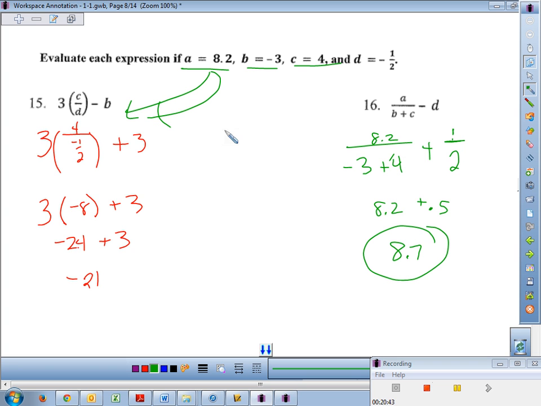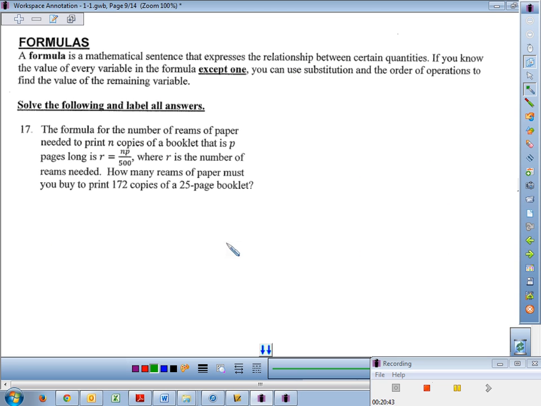We're going to have some information, and then we're going to substitute it into the right place and then solve for what's missing. So let's do that with this one, except it's in words. Here's the formula for number of reams of paper needed. Ream of paper, that's that big block of paper that you put in a copy machine. It's like, here is 300 sheets of paper. That's called a ream of paper.